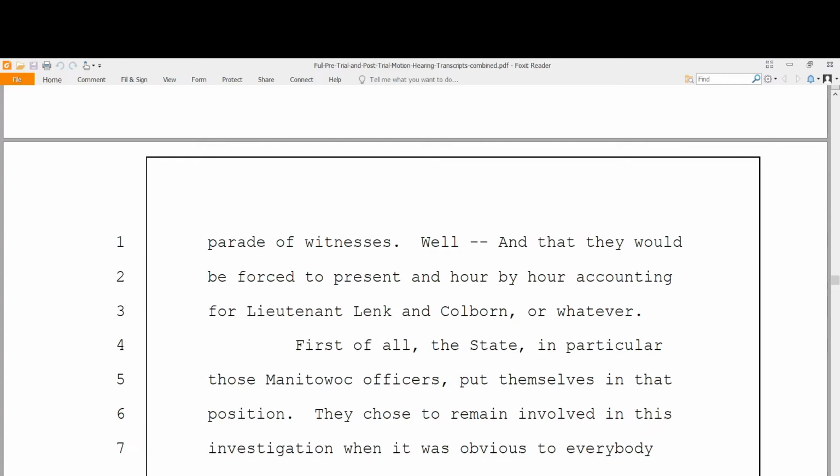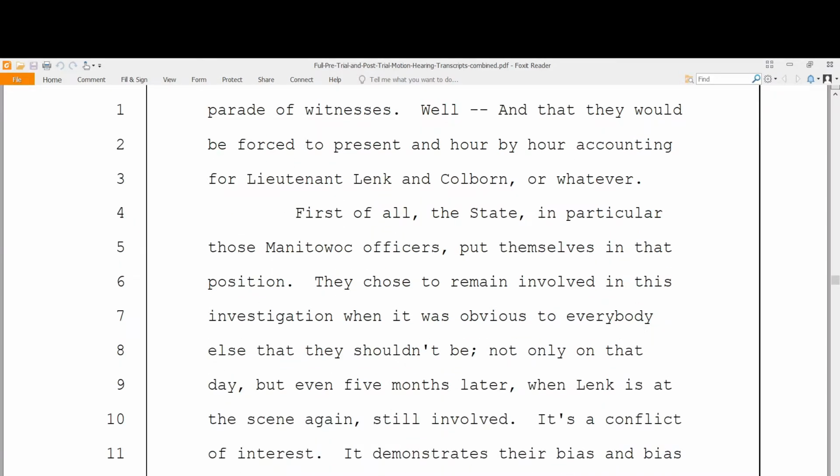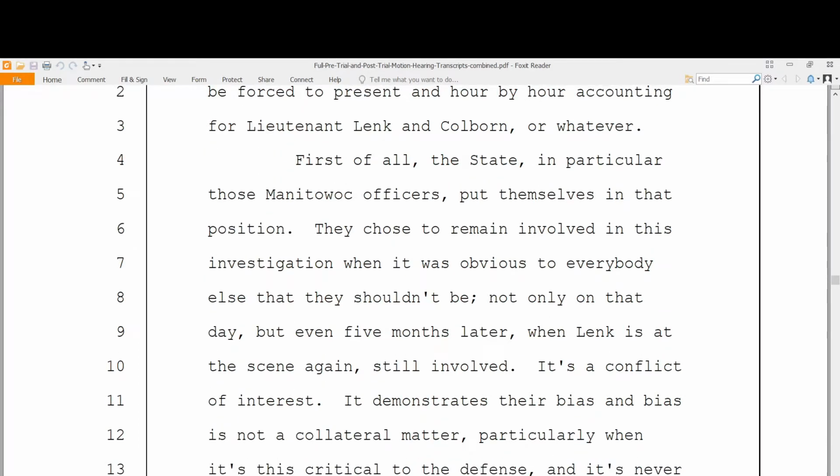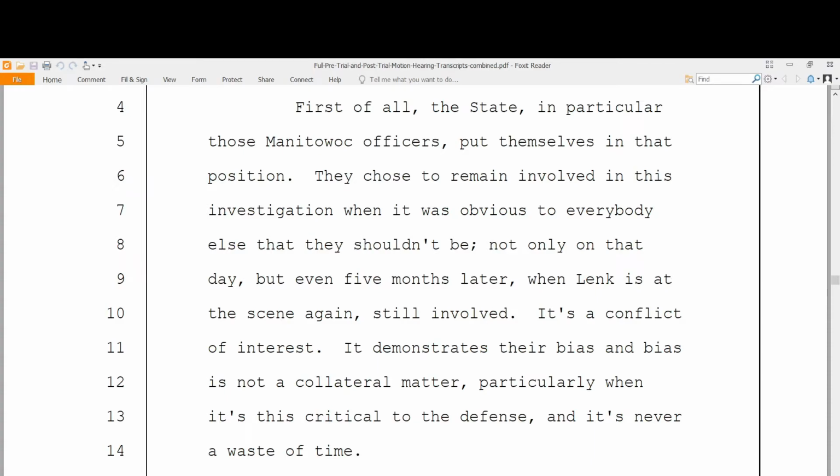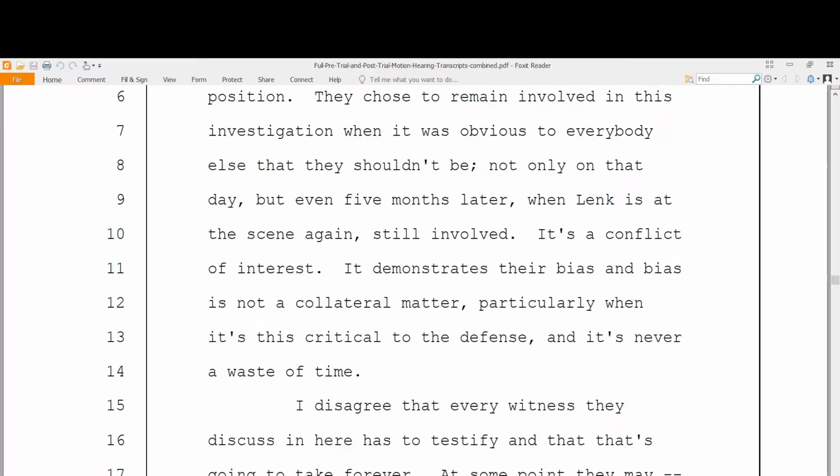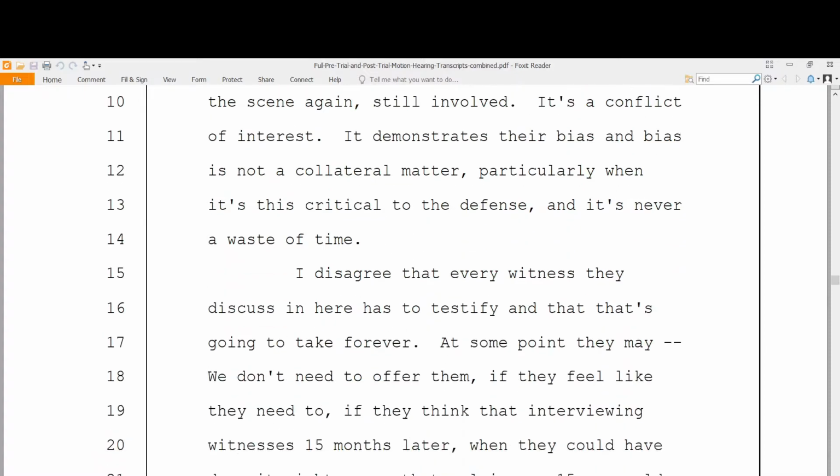Well, and that we would be forced to present an hour by hour accounting for Lieutenant Lenk and Colborn or whatever. First of all, the state, in particular the Manitowoc County officers, put themselves in that position. They chose to remain involved in this investigation when it's obvious to everybody else that they shouldn't be. Not only that day, but even 5 months later, when Lenk is at the scene again, still involved. It's a conflict of interest. It demonstrates their bias, and bias is not a collateral matter, particularly when it's this critical to the defense, and it's never a waste of time.